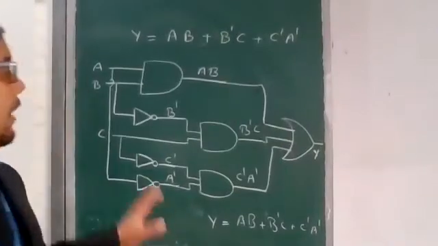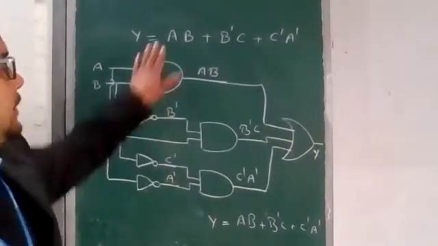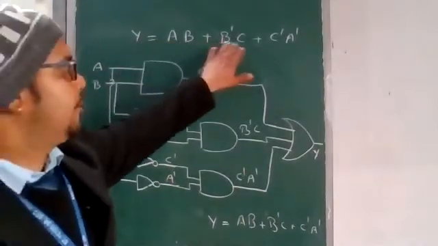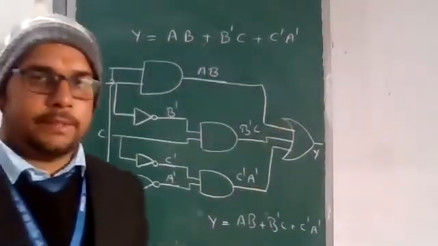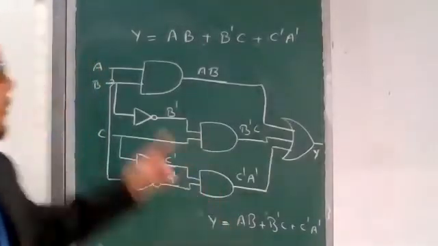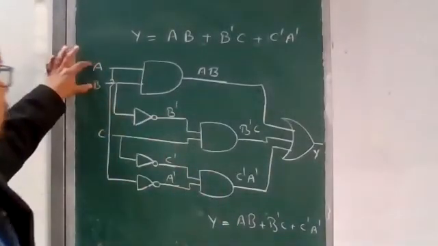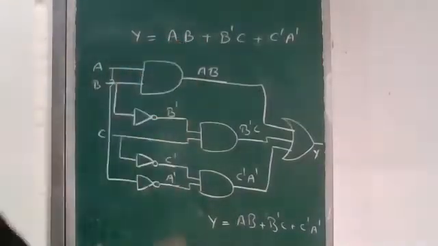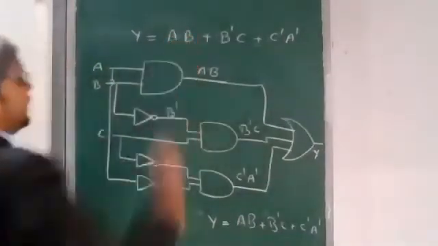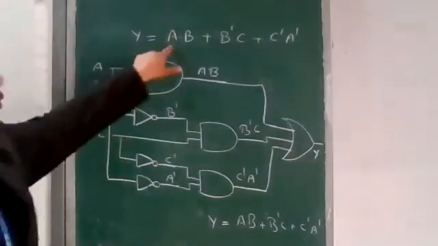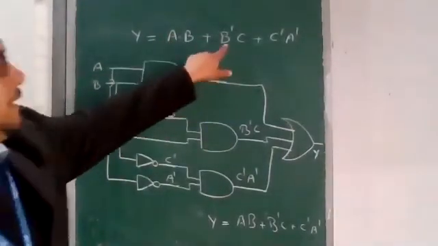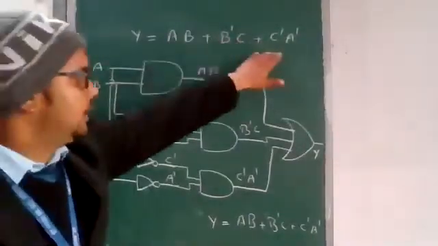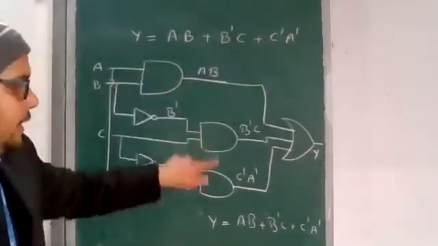Is it clear? How will you make a circuit diagram of this expression, this function? Y equals AB plus B complement C plus C complement A. First of all, you have to draw a circuit diagram for an AND gate, because A dot B is written. A dot B, so this you make with the help of AND. Similarly, next one is AND, next one is AND. So here we need 3 AND gates.